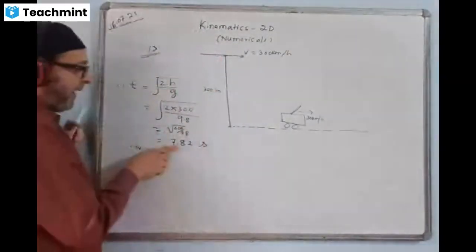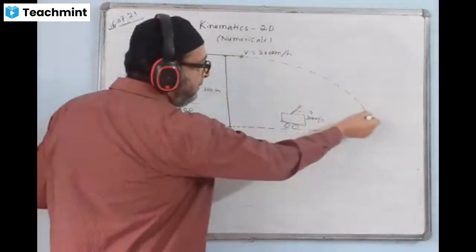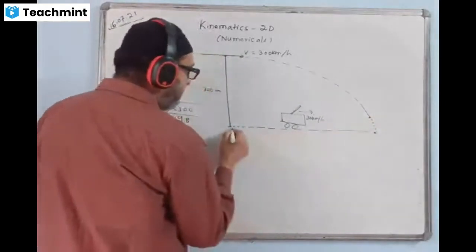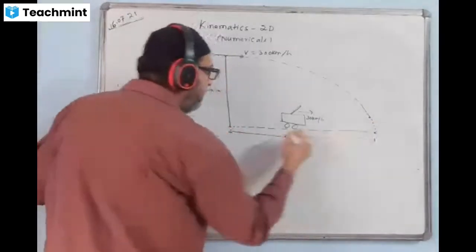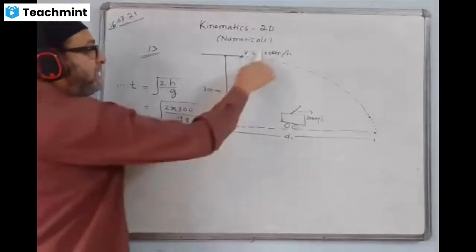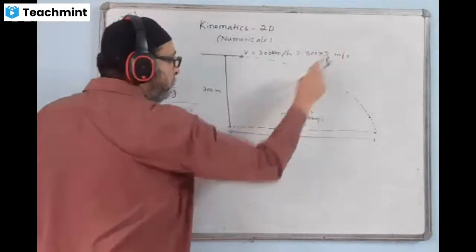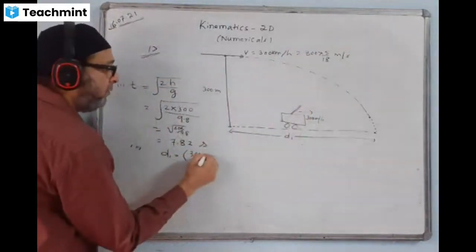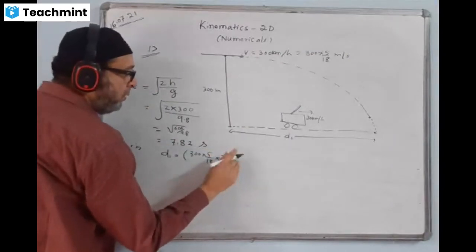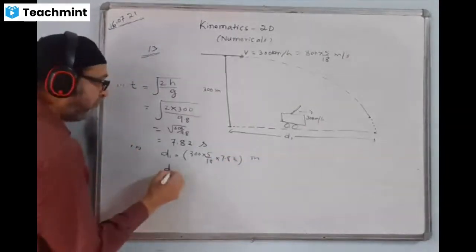What is the time of fall? Time of fall is 7.82. It will go and come here in 7.82. That means somewhere here. This distance I'll take as d1. The d1 value will be this velocity: 300 km per hour changed to 300 into 5 by 18 meters per second, into the time 7.82 meters.